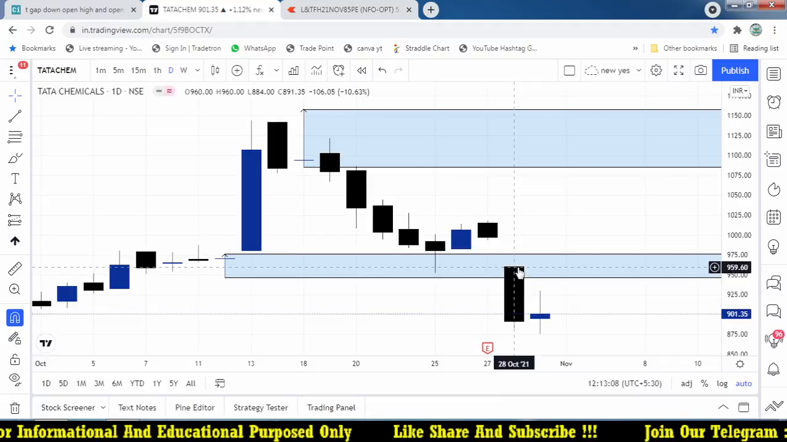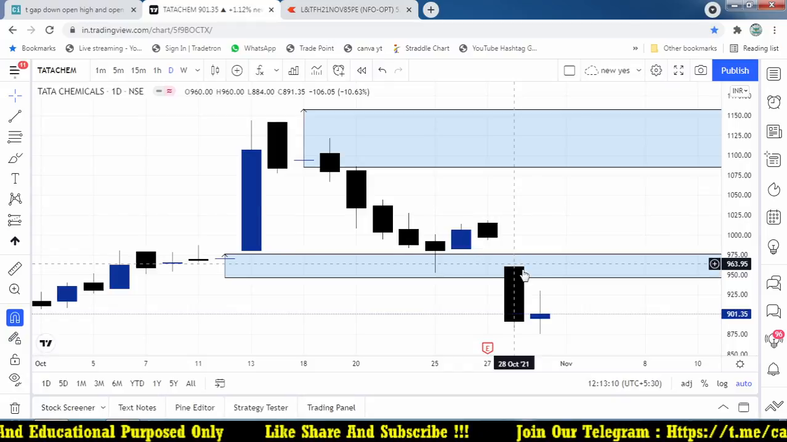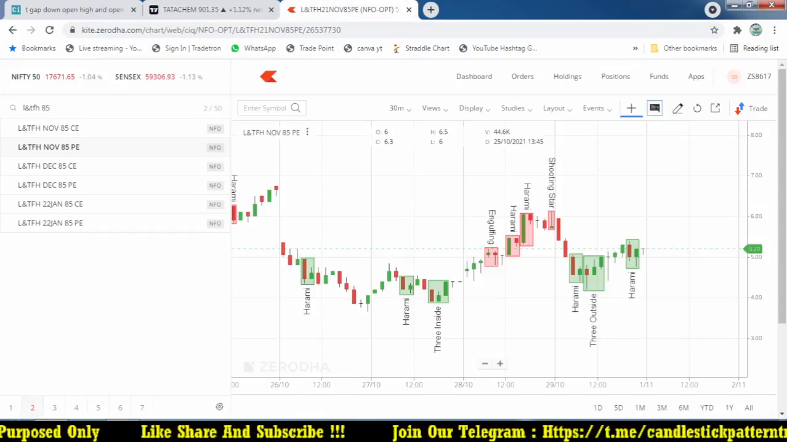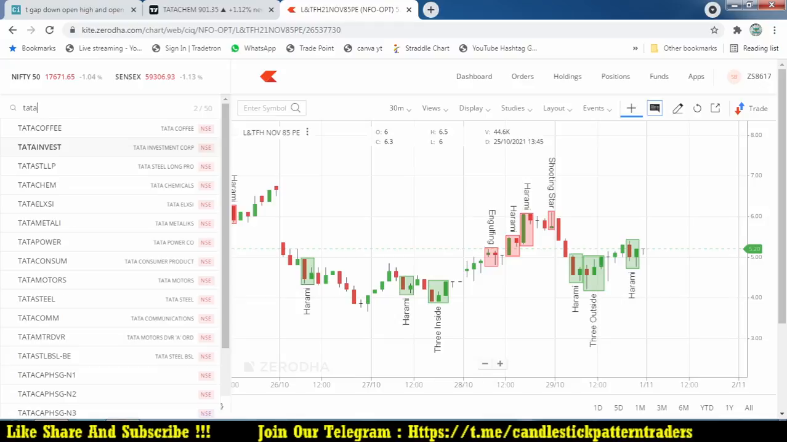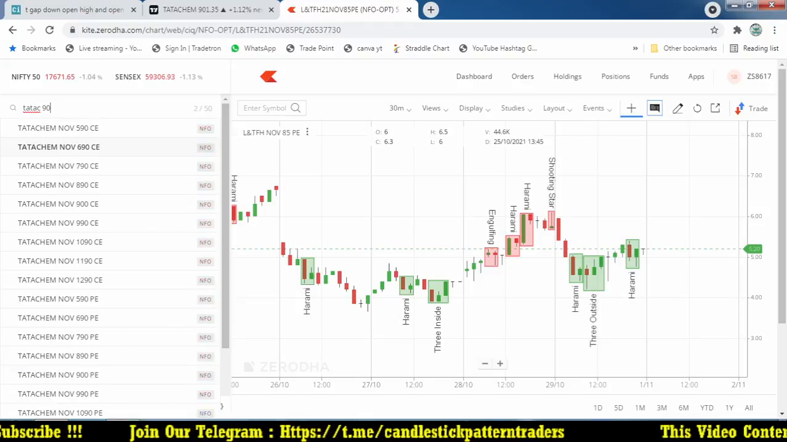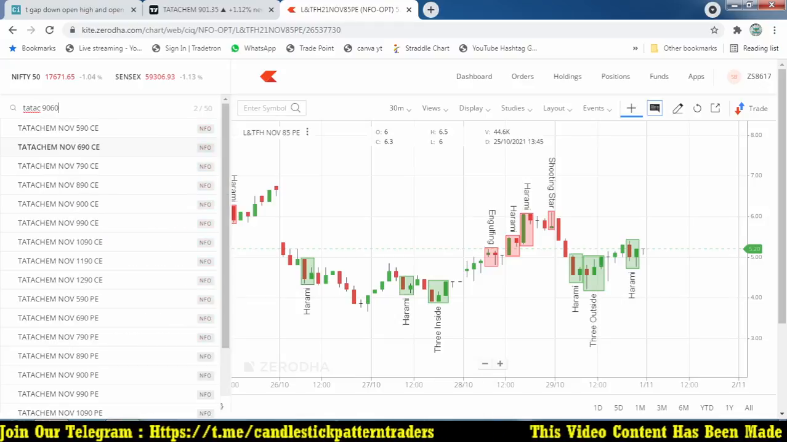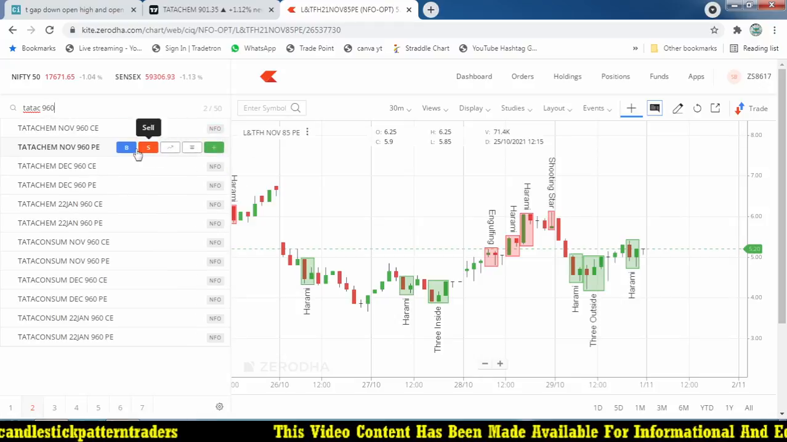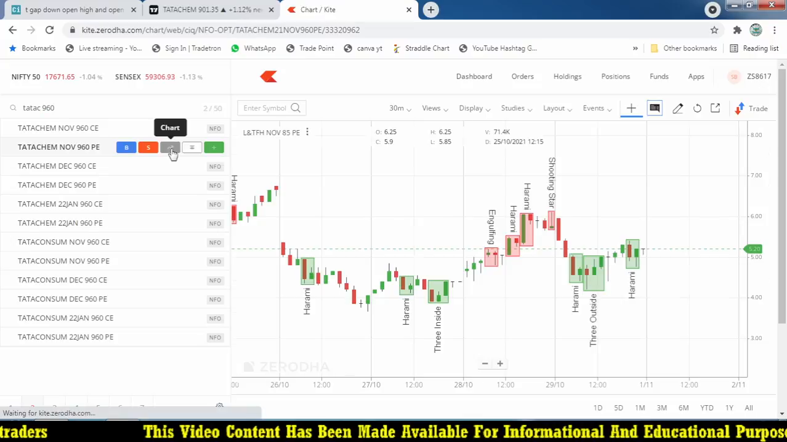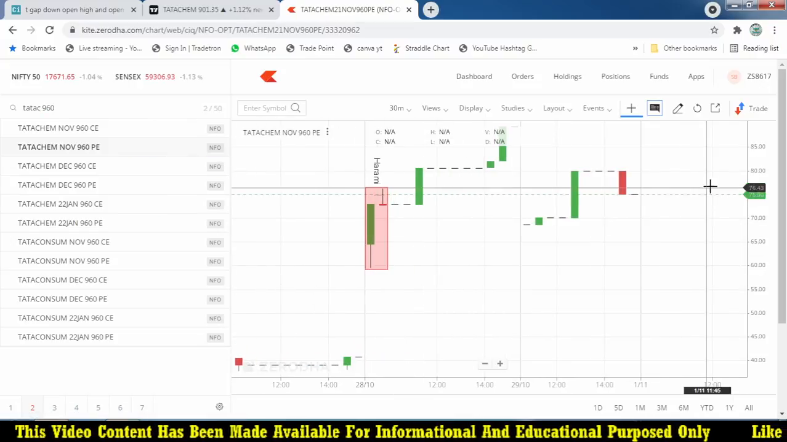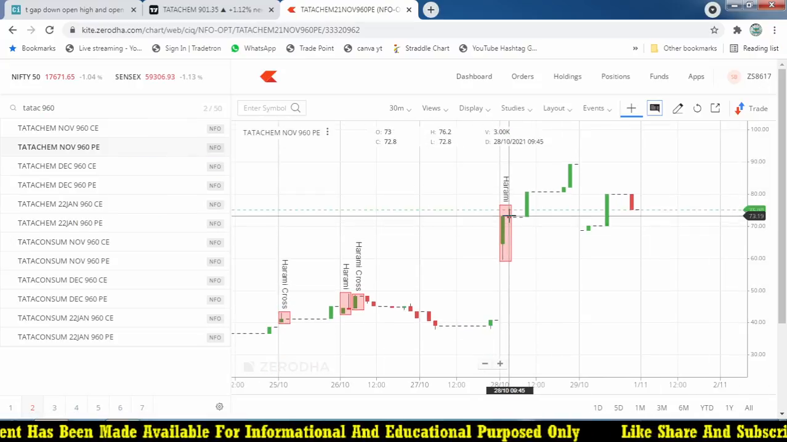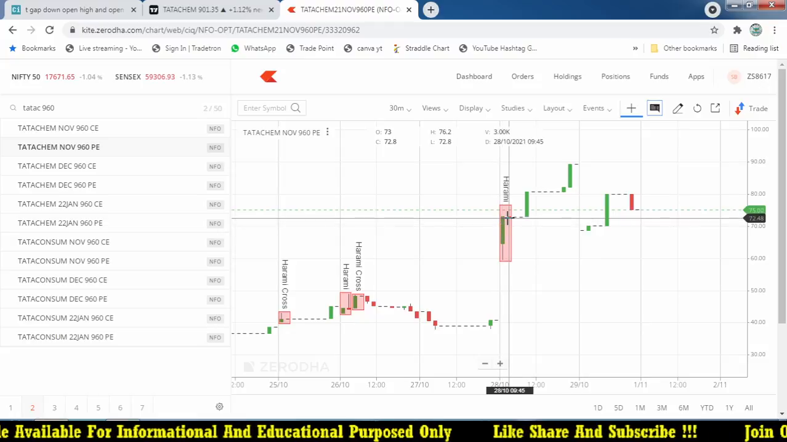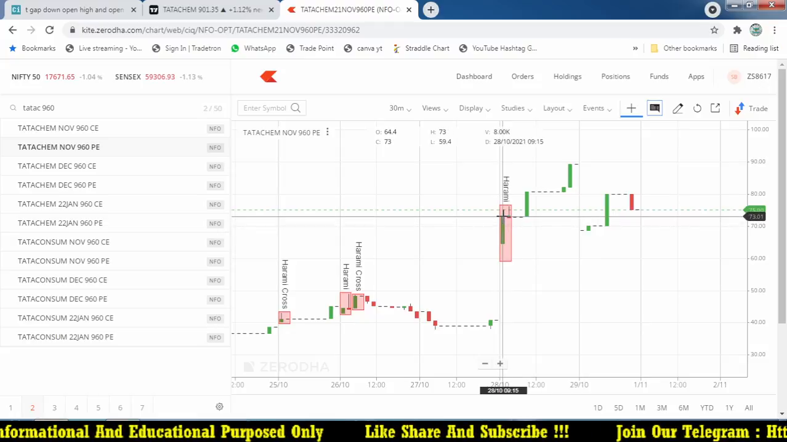So if I trade with the November contract, somewhere around the 960 put option of Tata Chemical, if it is traded with good volume, then we can focus on the 960 put option, perfect. Where you see yesterday opening around maybe 72.70 after the first 15 minutes.